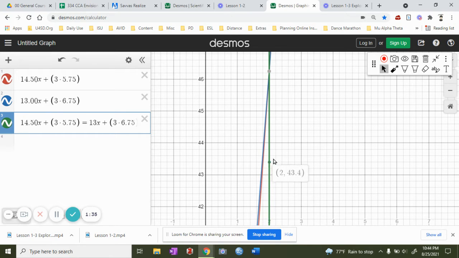Everywhere along this green line, x is 2. So no matter how much we spend, no matter what that output is, I am at 2 people. So if I go to the movies with 1 other person, the price will be the same no matter which theater I go to.